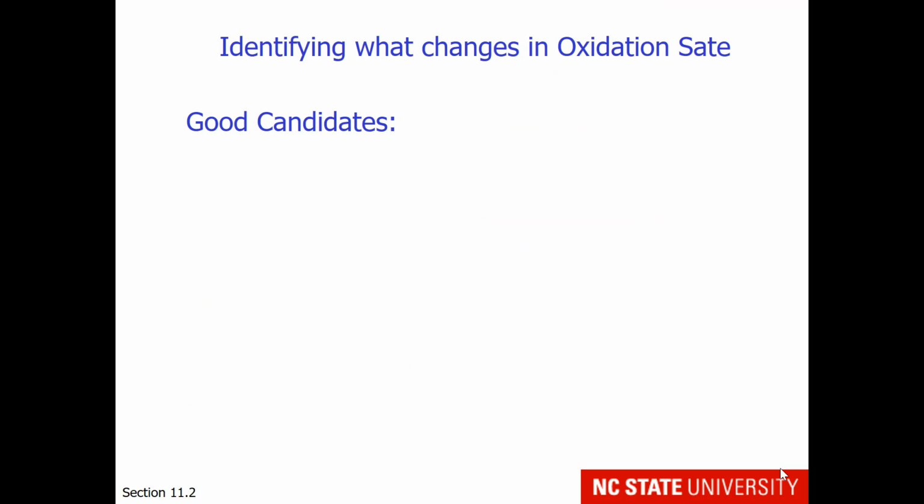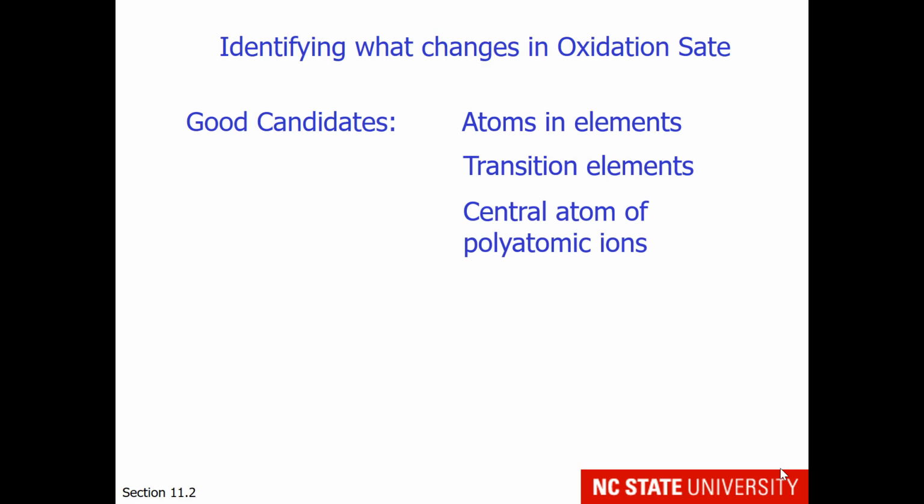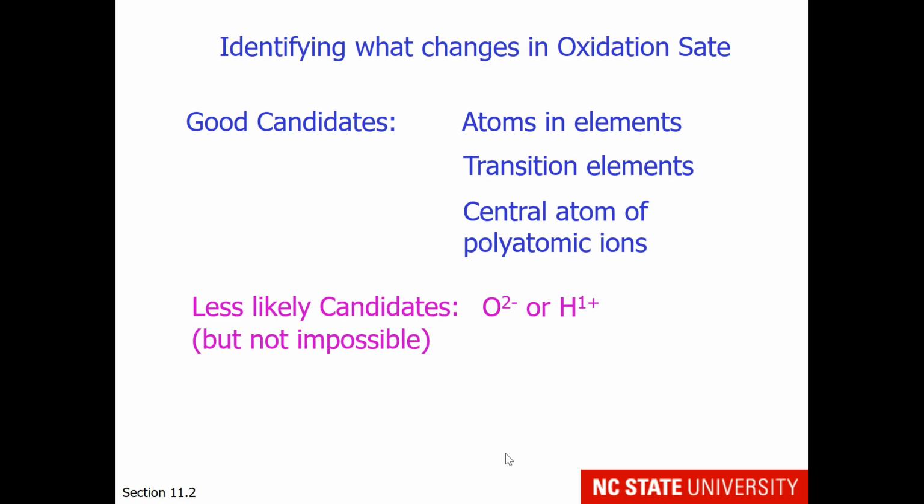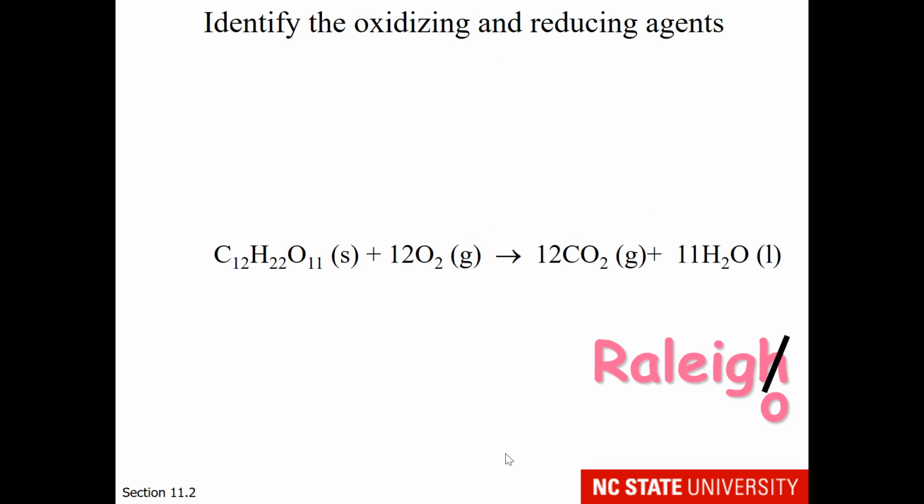So what are some good candidates? Well, atoms in elemental form surely are good candidates to change their oxidation state. Transition elements, something like iron that can be +2 or +3. The central atom of polyatomic ions, like the nitrogen in nitrate, which is +5, going to nitrite, which is +3. Less likely candidates, but not impossible, O2- or H1+. A lot of times, redox reactions involve these two elements in the form of water, simply to balance atoms in, equal atoms out. So back to our question.